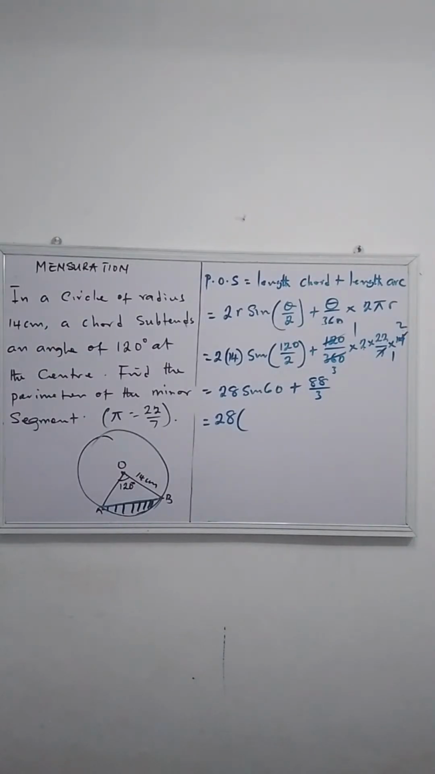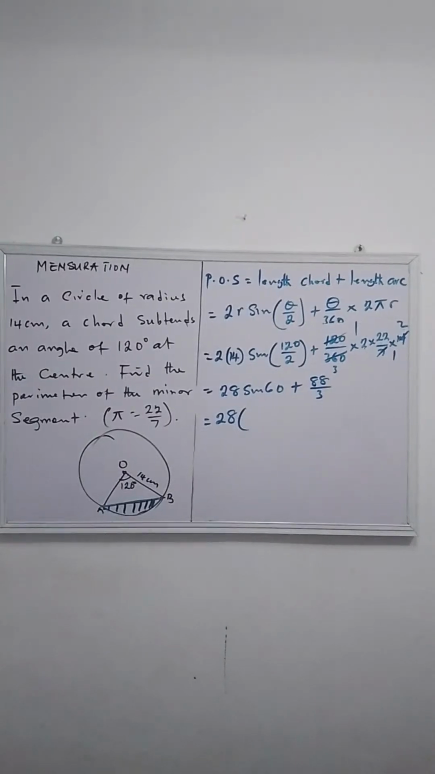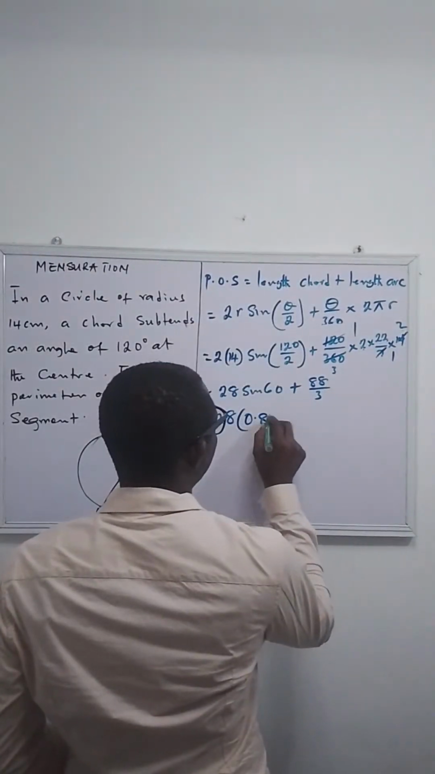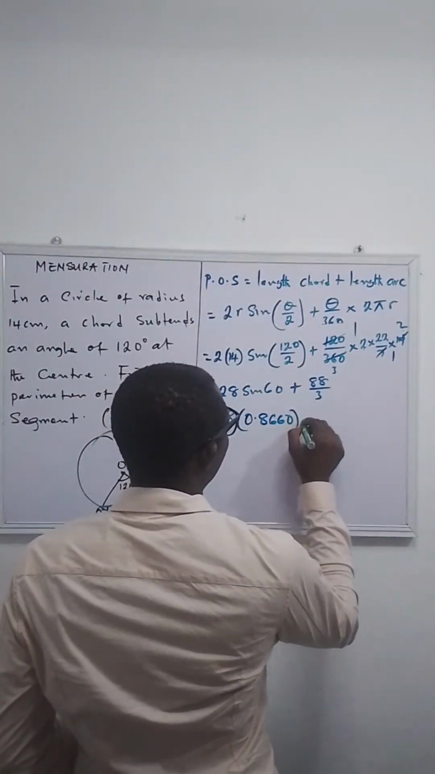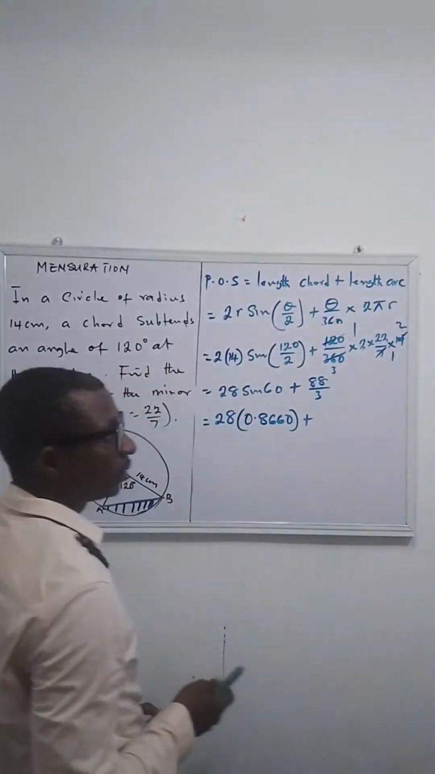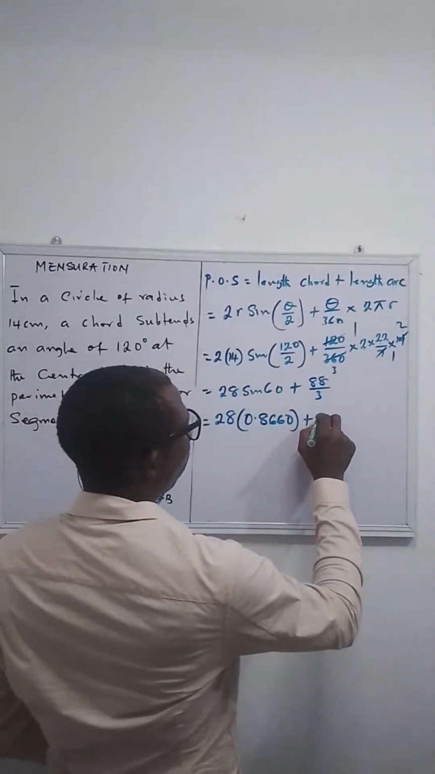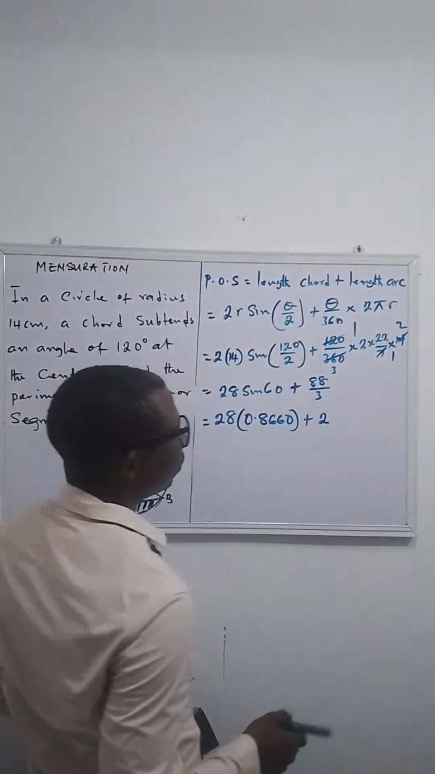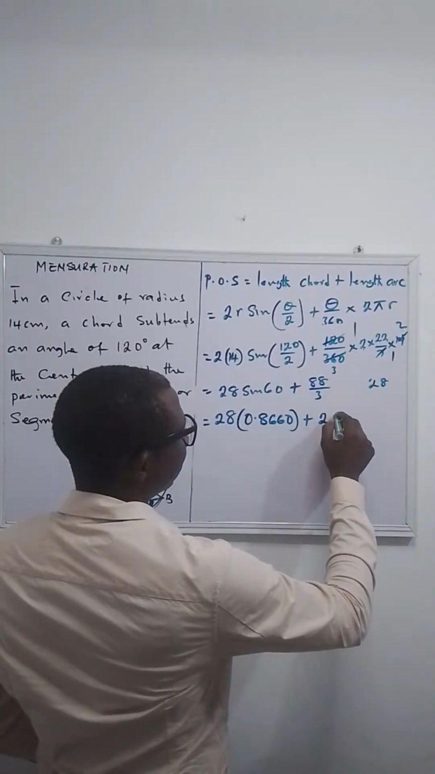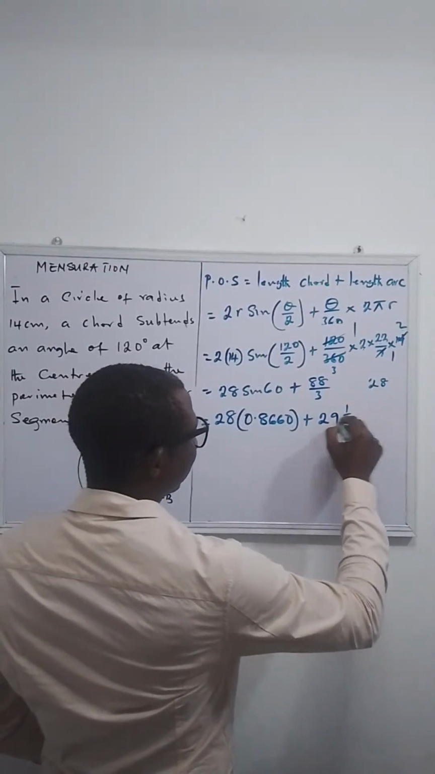Motunrayo has dropped an answer. So that's 0.8660. So plus, now when you divide this, 3 goes into 8, that is 2, so you are left with 2. 3 goes into 28, that is 9. It remains 1, that's 1 over 3.